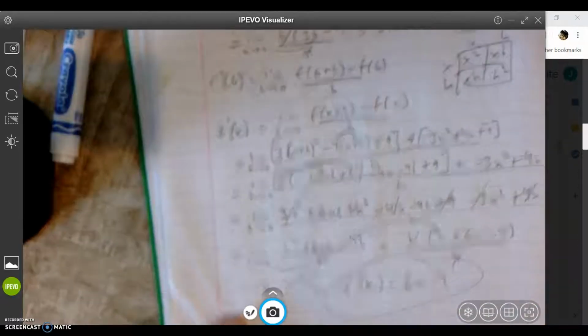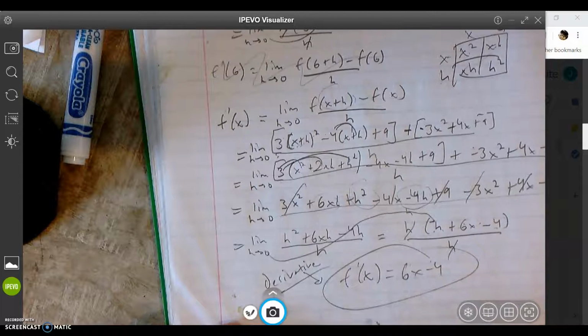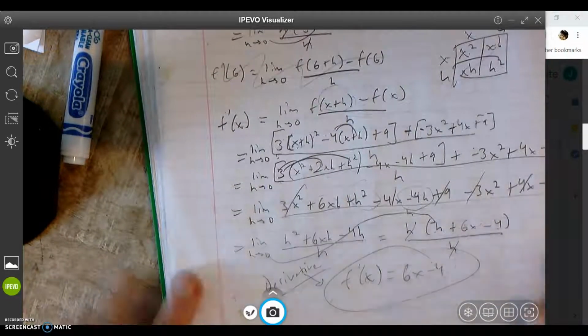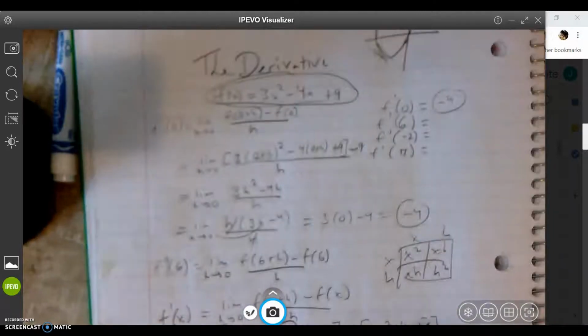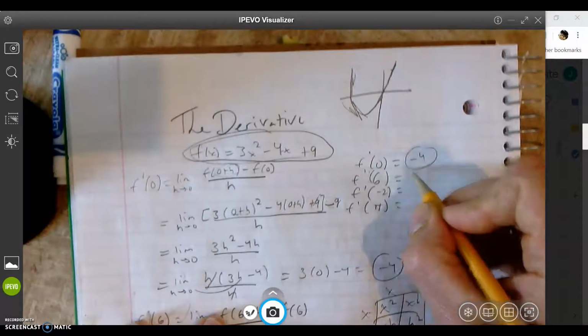This means I can get the slope at any point I want just by plugging in here. I want the slope at 1, I plug in 1. I want the slope at 10, I plug in 10. I want the slope at pi, I plug in pi. Bam, bam, bam. So now I can do this problem so much easier. I don't have to do it 4 times. I just did that 1 time.